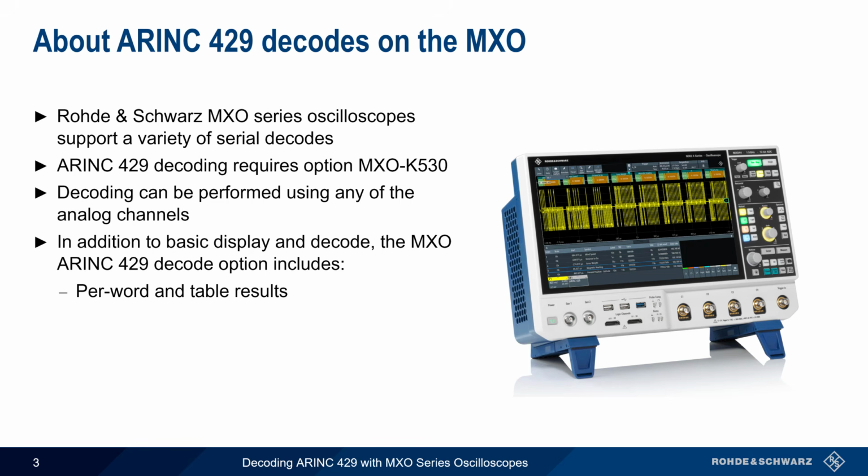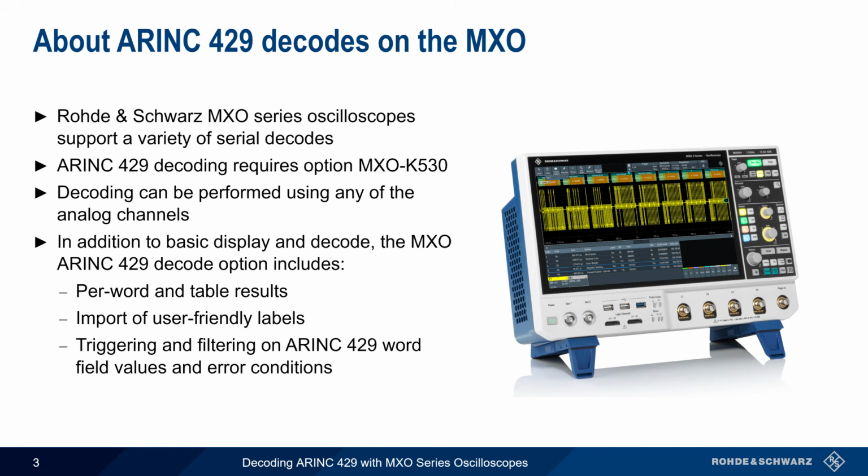Words can be shown individually or in a table, and user-friendly or humanly readable labels can also be easily imported. The MXO can trigger and filter based on ARINC 429 field values or on error conditions such as parity or gap errors. Decoded frames can also be exported in a variety of formats.